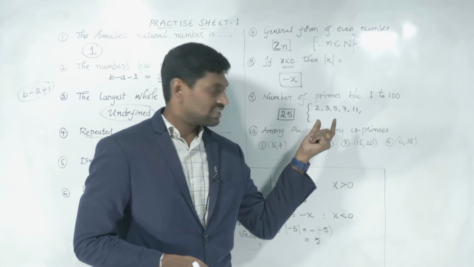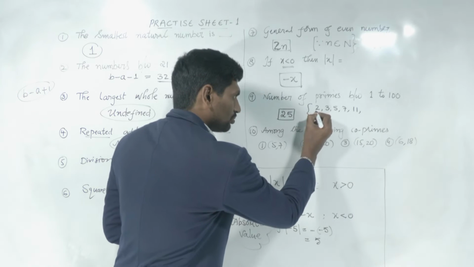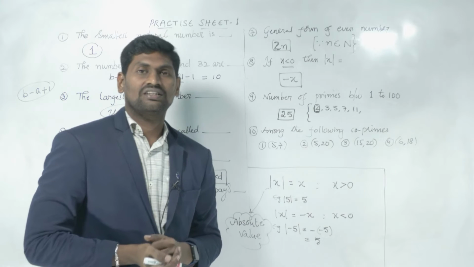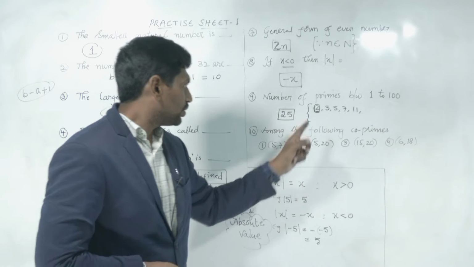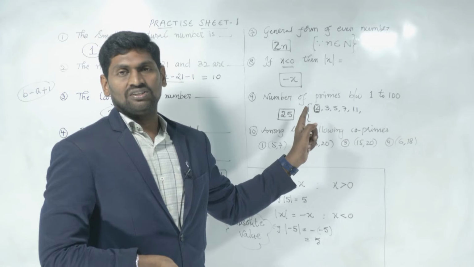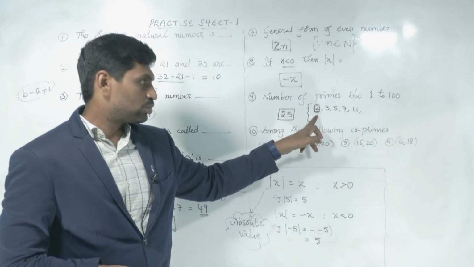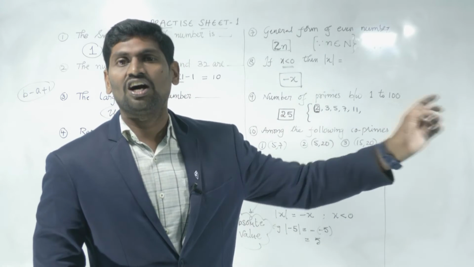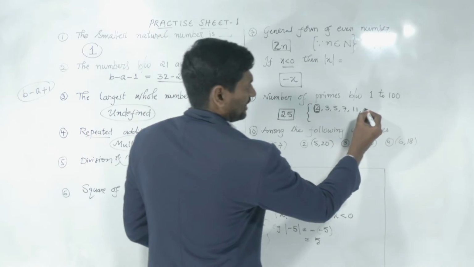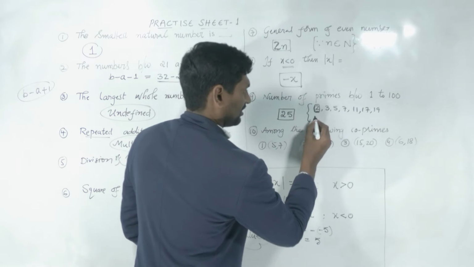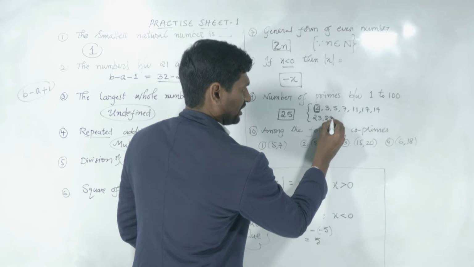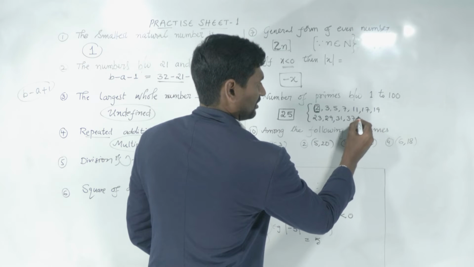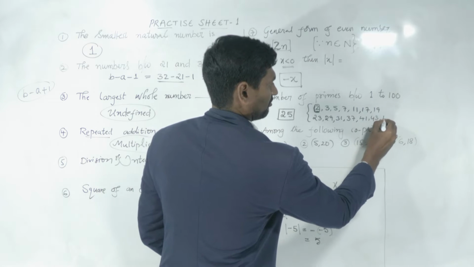Now while you are observing the set of primes, except 2, the remaining are all odd numbers only. Only 2 is the even number. So in the set of prime numbers, 2 is the even prime, and the remaining are all odd primes. Very good. Like 17, 19, 23, 29, 31, 37, 41, 43, 47, and so on.